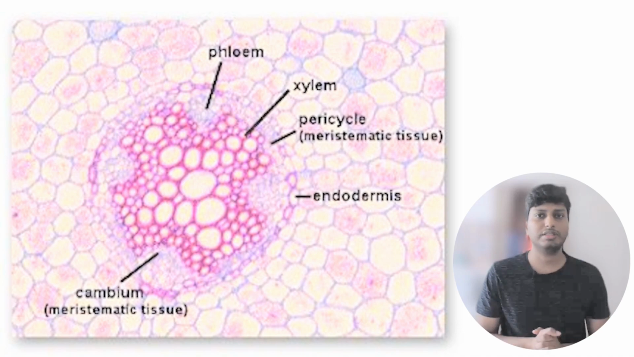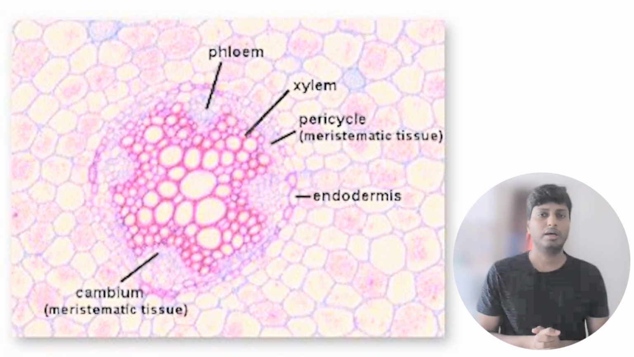Below the endodermis there is another layer known as pericycle, again a layer made up of parenchyma cells, and below the pericycle there is a layer called phloem. Phloem is a vascular tissue, we all know that, which helps in the transport of food in plants. So majorly the transport of food occurs through the phloem tissue in plants.